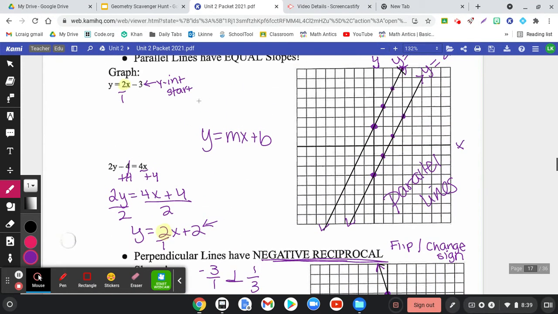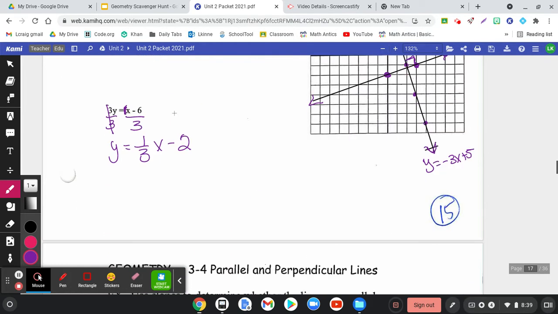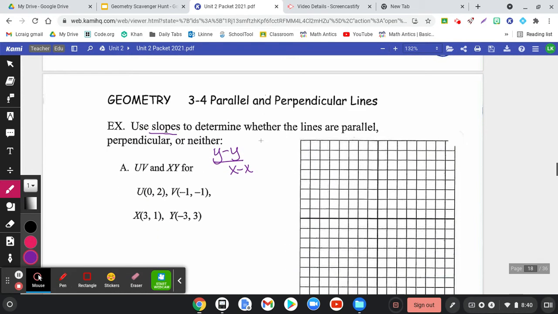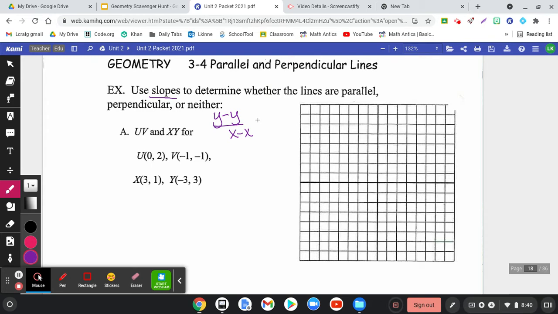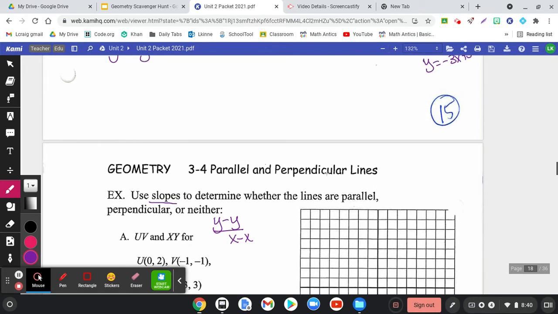We are, remember, talking about parallel lines and perpendicular lines. Parallel lines have the same slope. Perpendicular lines have negative reciprocals. So let's do some work where I don't give you the two equations. I just give you two sets of points, and we can look at these a couple different ways.